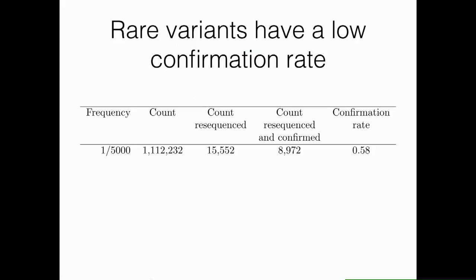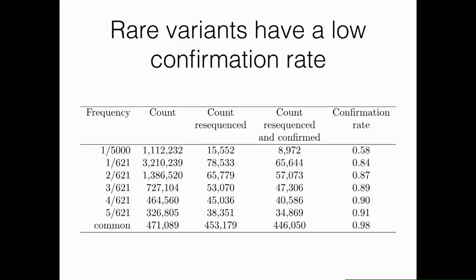So if we look at the variants at frequency 1 over 5,000, you find that where we started with 1 million variants, of which 15,000 were resequenced, we only actually were able to confirm close to 9,000 of them, or about 60%. This confirmation rate's much better in variants that are more common, as you might expect. So you find that, for example, doubletons have a confirmation of close to 90%, and common variants have a confirmation rate of close to 100%.